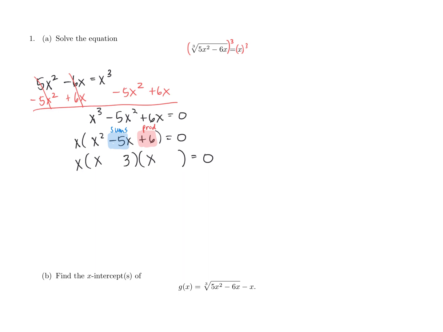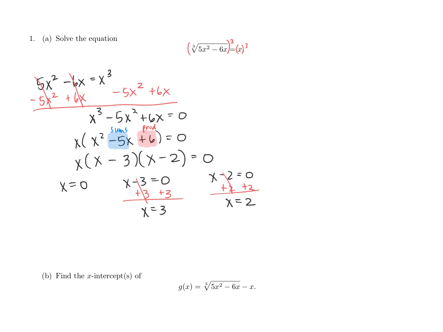So if we try 3 and 2, and we think about two negatives, a negative 3 times a negative 2 is a positive 6, and a negative 3 plus a negative 2 is a negative 5. So that works. So now we can set each factor equal to 0, and then solve each linear equation. So x equals 0 is the first solution. We want to add 3 to both sides to isolate the x. So that'll give us x equals 3. And then on the last one, we would add 2 to both sides, and we would get x equals 2.